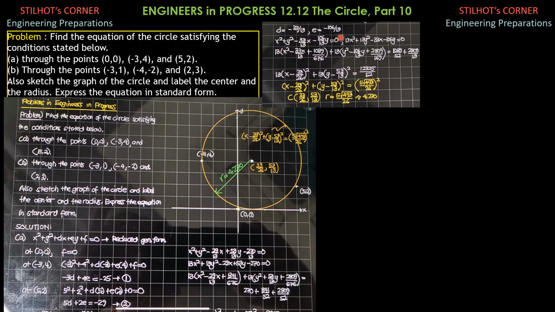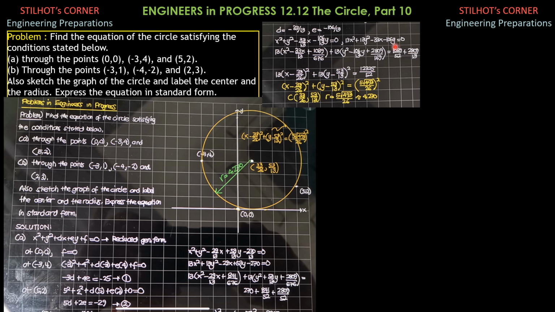Solving these two equations simultaneously, we get d equals negative 33 over 13 and e equals negative 106 over 13. We then substitute into the reduced general form in order for us to transform this reduced general form into standard form, and from there we can find the radius. So x squared plus y squared plus d, which is negative 33 over 13, times x plus e, negative 106 over 13, times y, f is 0, so equals 0. Multiply everything by 13, so 13x squared plus 13y squared minus 33x minus 106y equals 0.